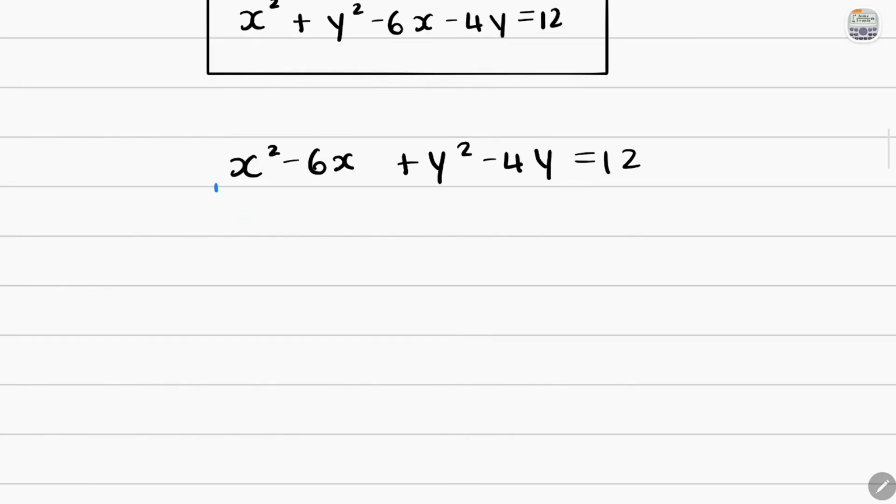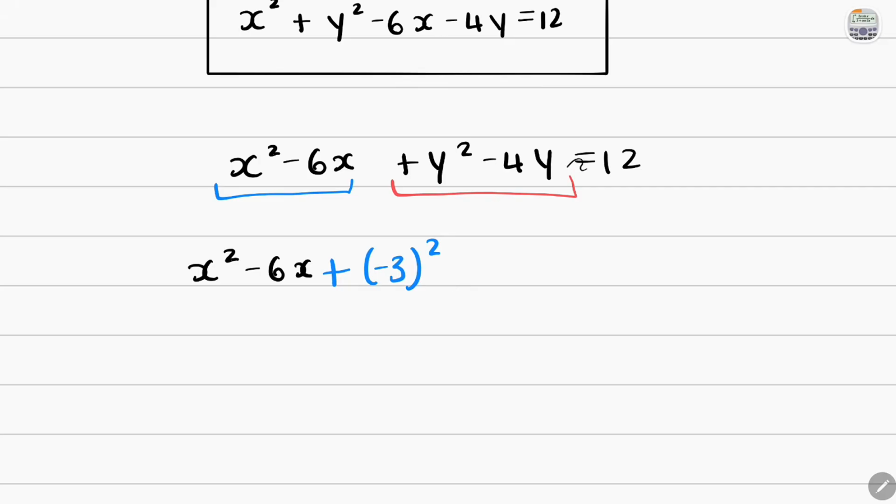You're going to take these two terms and complete the square on them separately. So this will be x squared minus 6x, and then you take the coefficient of x and divide that by 2. So that will be negative 3, and you're going to add negative 3 all squared. Then we do the same thing for y squared minus 4y: we take the coefficient of y, which is negative 4, and divide it by 2, which is negative 2. So we're adding negative 2 and we square that.